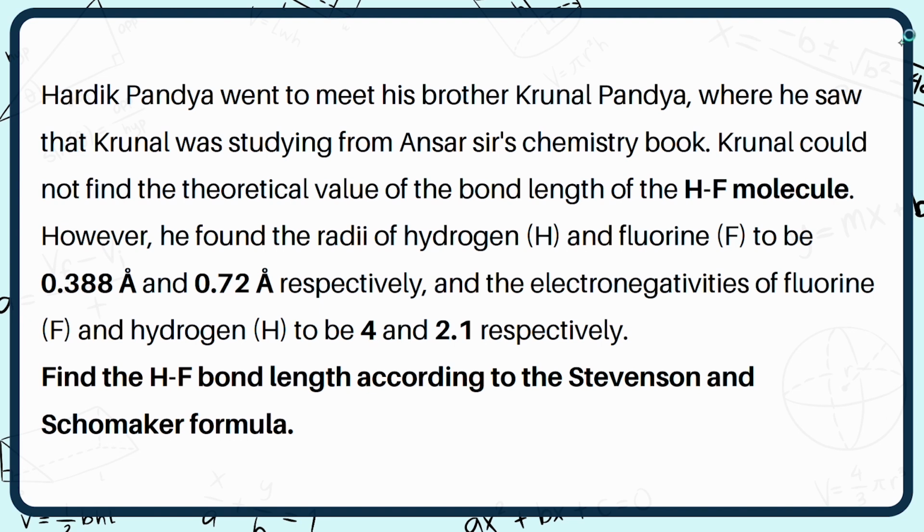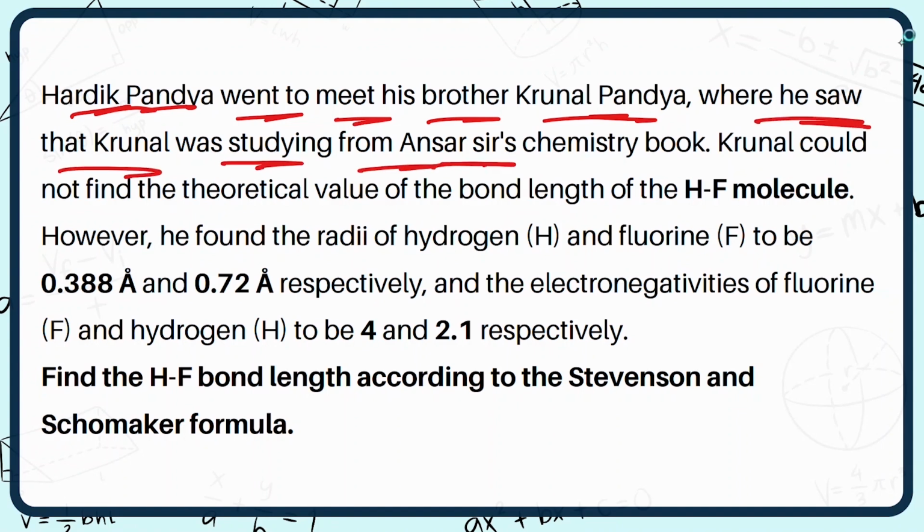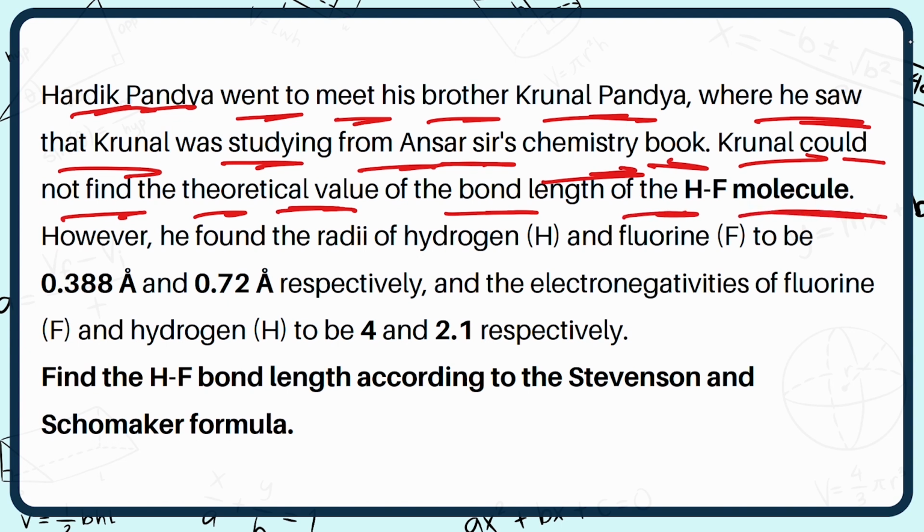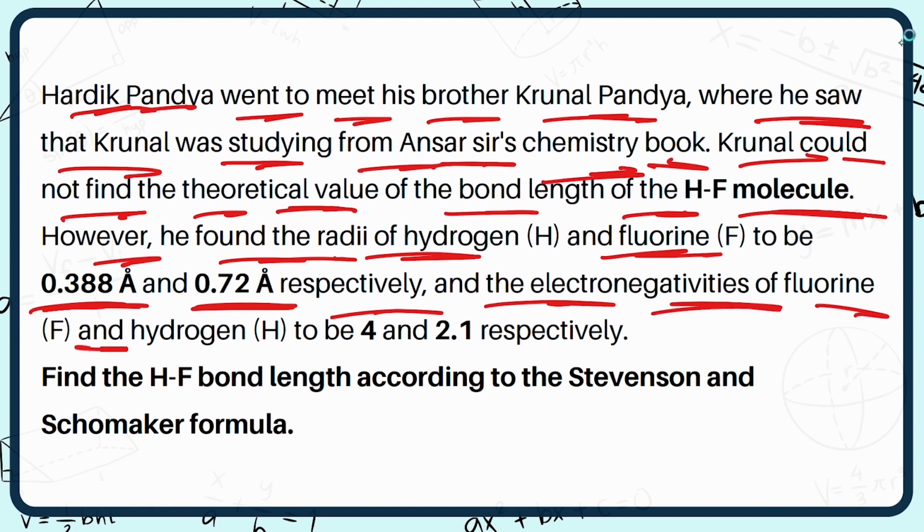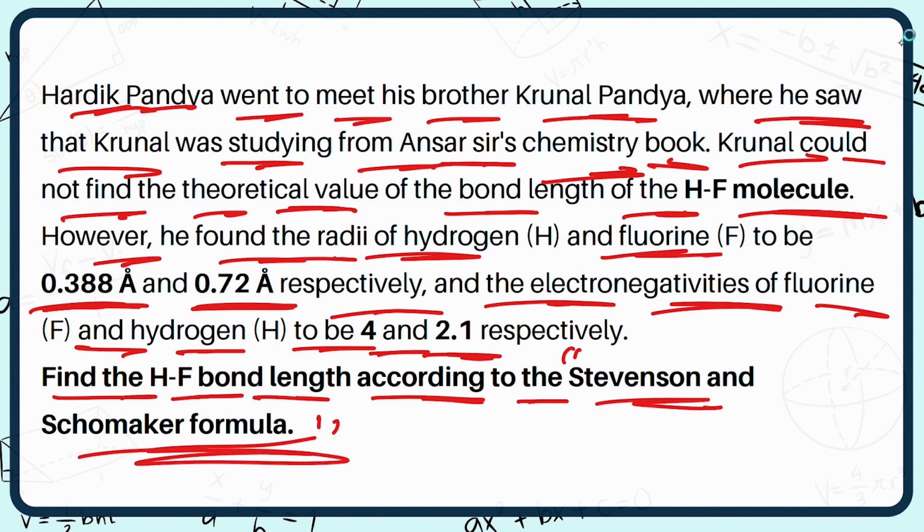So the first question that we have is, Hardik Pandya went to meet his brother Krunal Pandya, where he saw that Krunal was studying from Ansar sir's chemistry book. Krunal could not find the theoretical value of the bond length of the HF molecule. However, he found the radii of hydrogen and fluorine to be 0.388 angstrom and 0.72 angstrom respectively, and the electronegativities of fluorine and hydrogen to be 4 and 1 respectively. Find the HF bond length according to the Stevenson and Shoemaker formula.